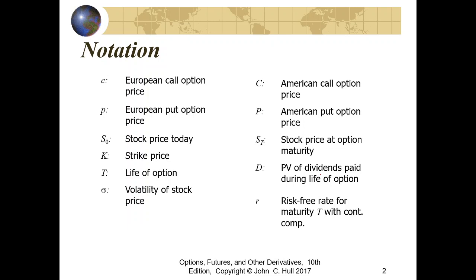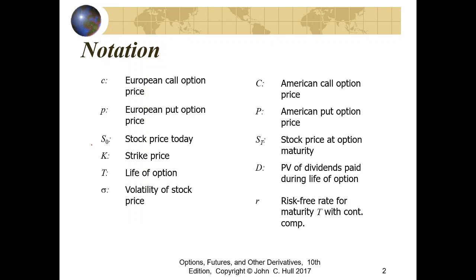Before we start, let's agree on some notations that we will be using throughout this chapter and also moving forward. Now, if we are dealing with European call option prices, then we will refer to it by small c. If we are looking at an American call option price, then we will refer to it by capital C. If we are examining a European put option price, then we will refer to it by small p. And if we are dealing with an American put option price, then we will use the capital P as a notation.